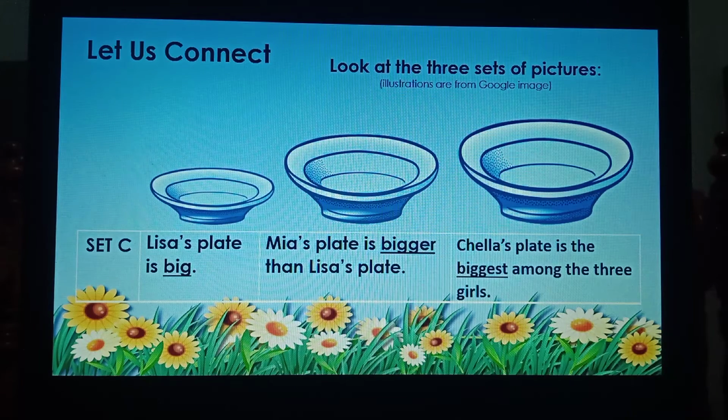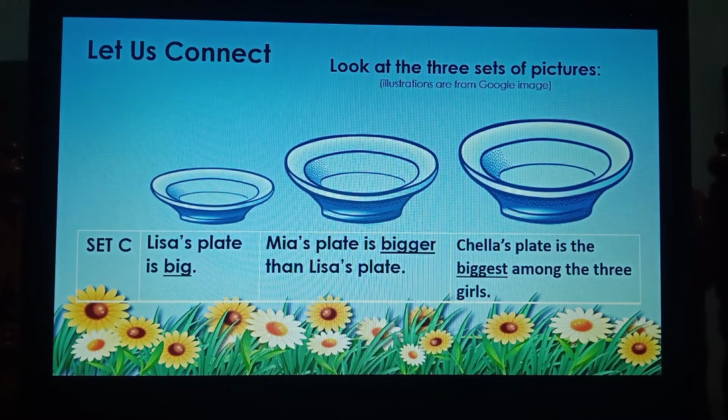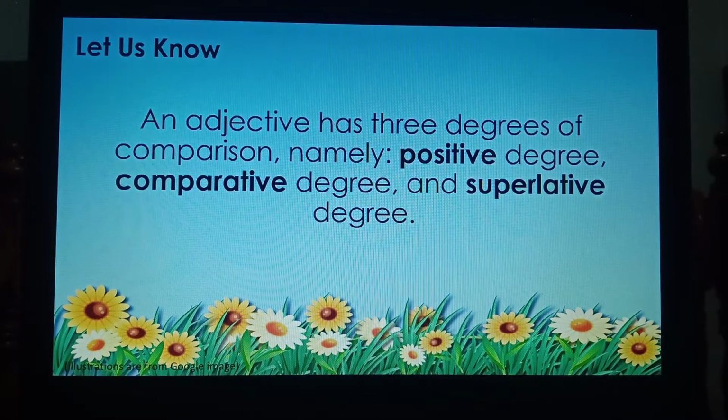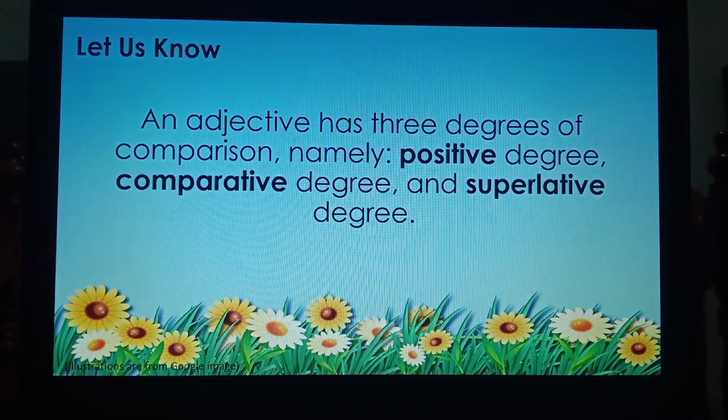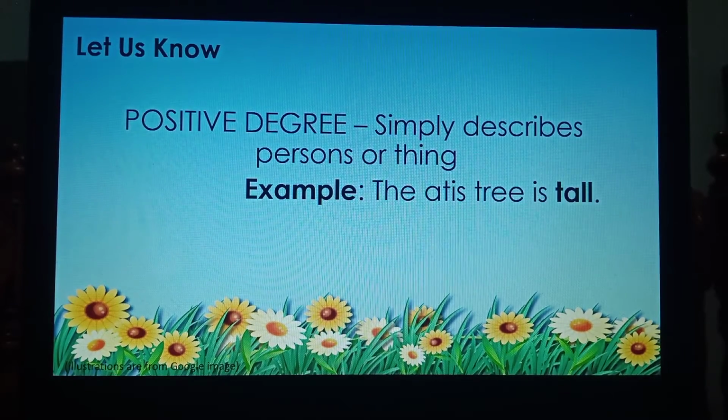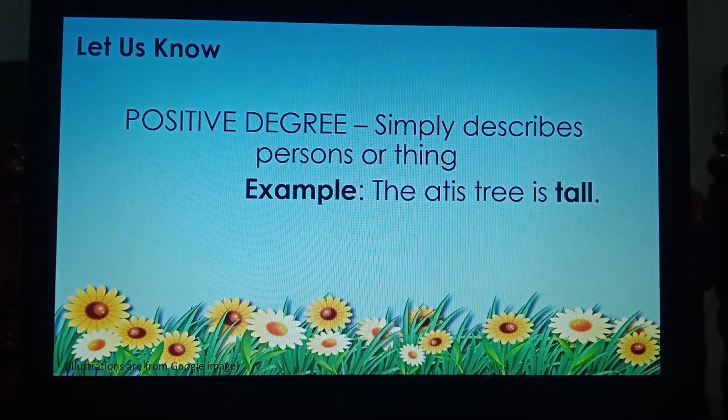So this set of pictures or set of sentences has something to do with our topic for today. Our topic for today is all about the 3 degrees of comparison. An adjective has 3 degrees of comparison, namely positive degree, comparative degree, and superlative degree. So, what do you mean by positive degree? Positive degree simply describes persons or things. For example, the artist tree is tall.